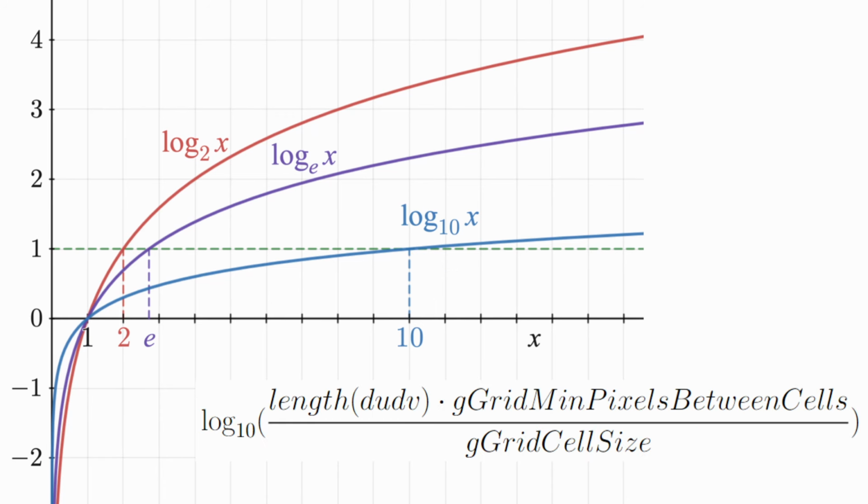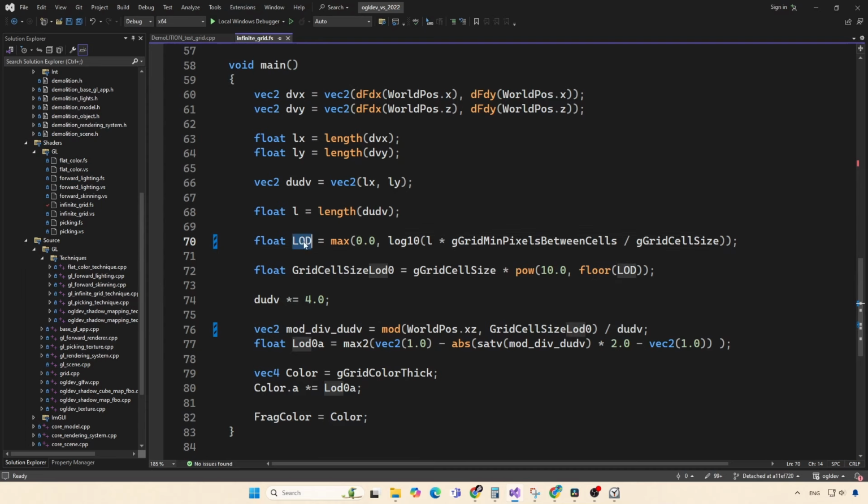We can calculate the base 10 log of the derivative multiplied by the minimum number of pixels between cells and divided by the size of the grid cell. The result will be negative if the input is less than 1 and greater than or equal to 0 if the input is greater than or equal to 1. Let's define the LOD as the whole part of the result after taking the maximum between 0 and the result of the base 10 log. The fractional part will be used later on for the alpha calculations.